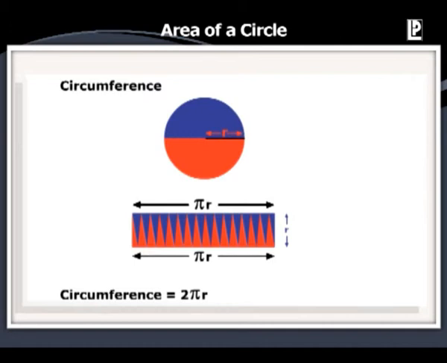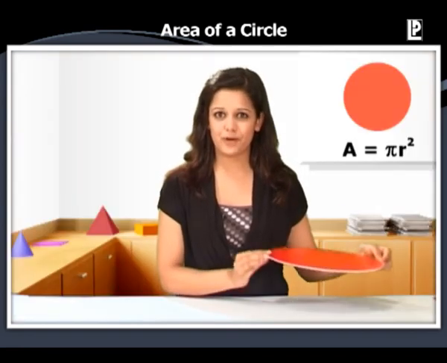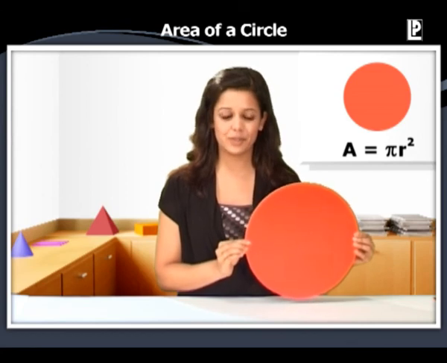So we know the length is pi r and the breadth is r. Now we can find the area of the shape using the rectangle formula. Area is equal to length times breadth equals pi r into r equals pi r square. And there we have the formula for the area of the circle we started with.